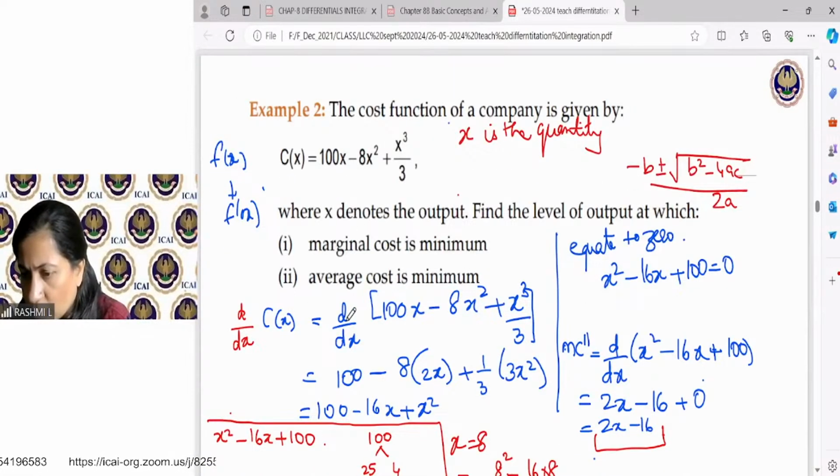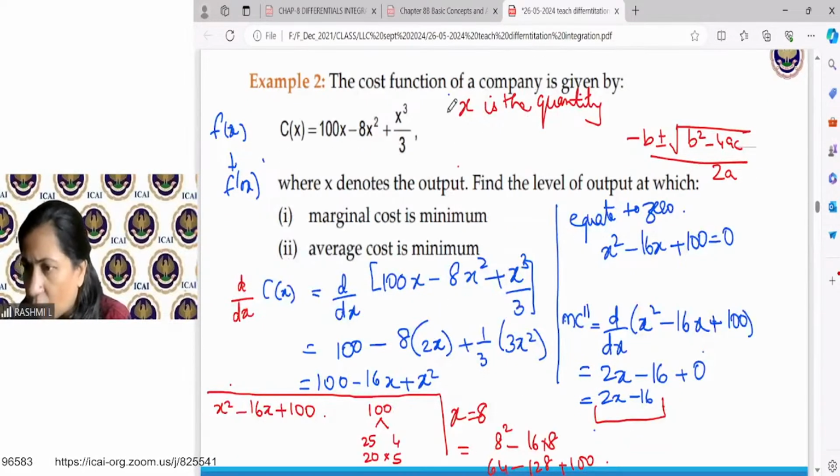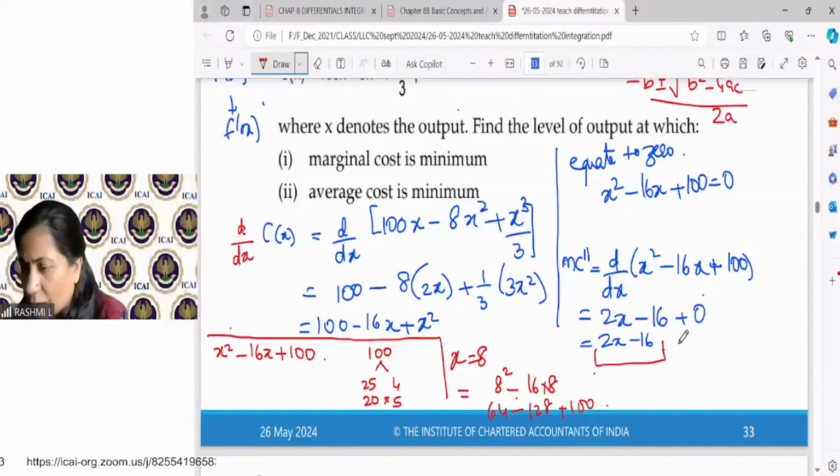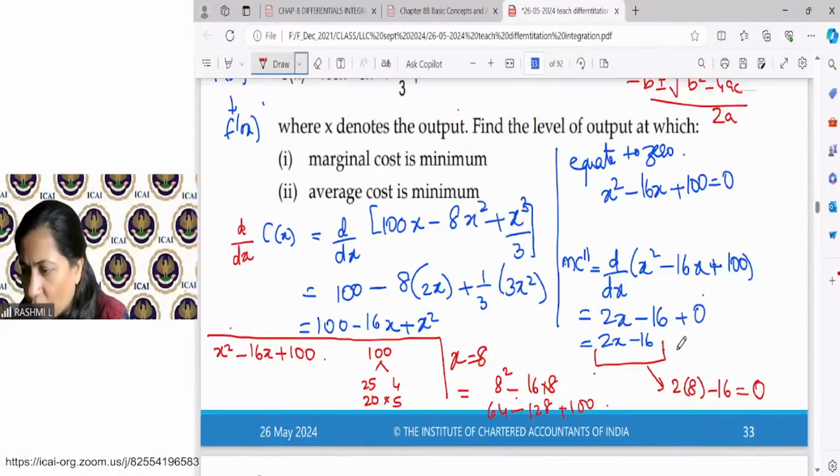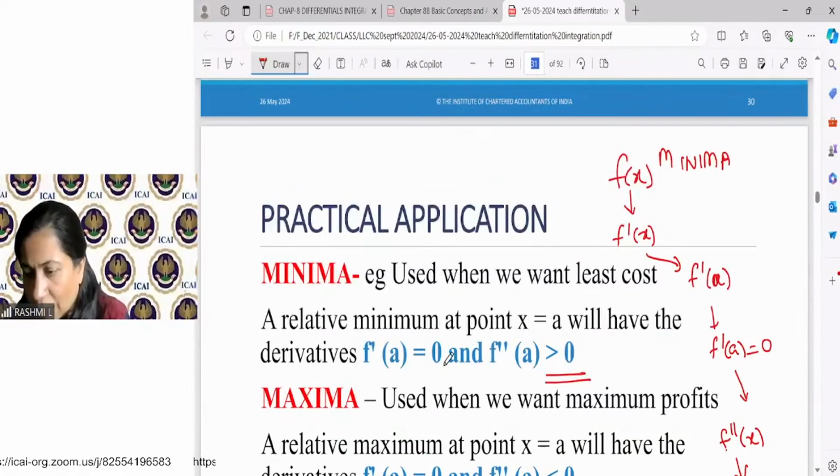So this is 100x, 2x and x cube. So what will I get? x is equal to 8. You could do that and see. So you will get x is equal to 8. And at x is equal to 8, what will the value of this be? 2 into 8 minus 16, which is equal to 0. So when I put this equal to 0, I will get 8 here. So this is how you are supposed to do it. You put that equal to 0, find out the value and you will get the answer.